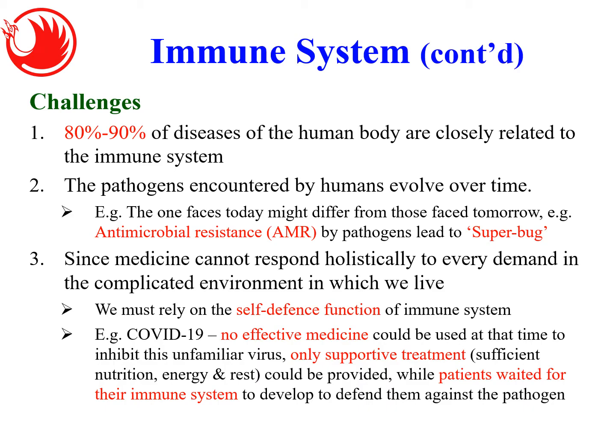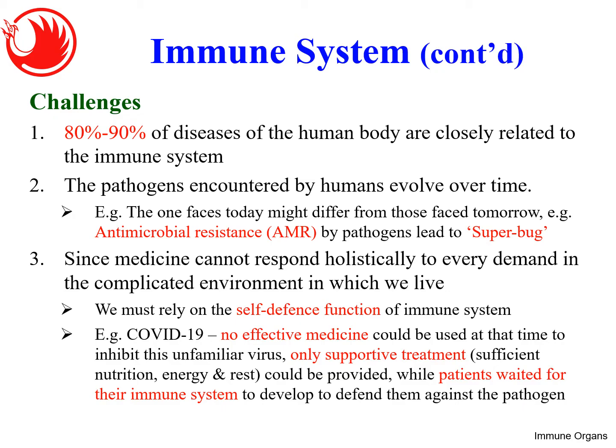For COVID-19, no effective medicine could be used at this point in time because we are not familiar with the virus. Only supportive treatment, for example, sufficient nutrients, energy, rest, or lung support if the person's lung is affected, while waiting for the patient's own immune system to work and defend against the pathogen. That's the current situation. There's no medicine, there's no vaccine for COVID-19. You need to give supportive treatment, then hope the person's immune system develops and fights by itself. So if there's something that can help the person's immune system develop faster, that's very good, right? Of course, there's the product we want to talk about today.